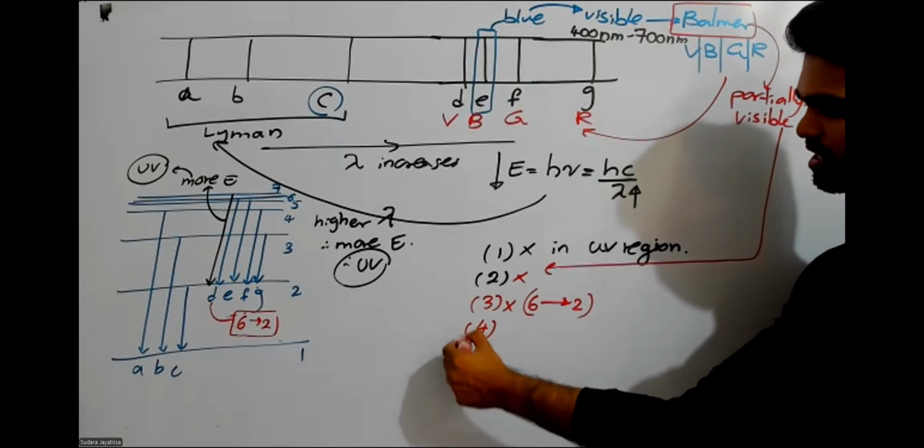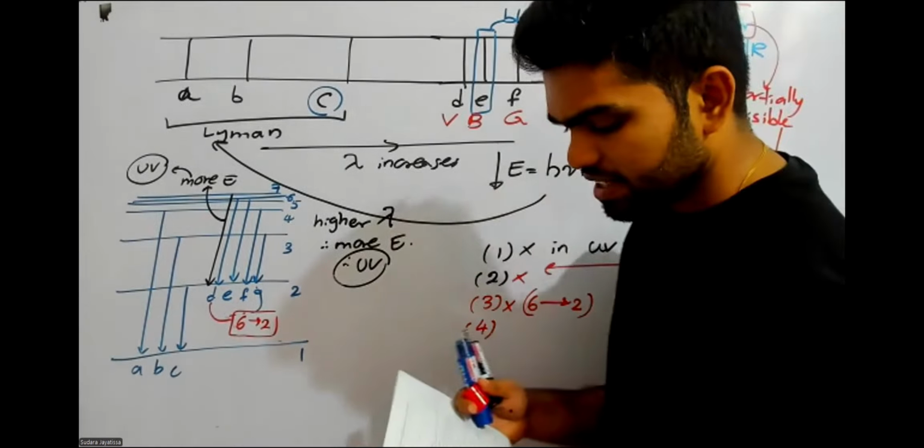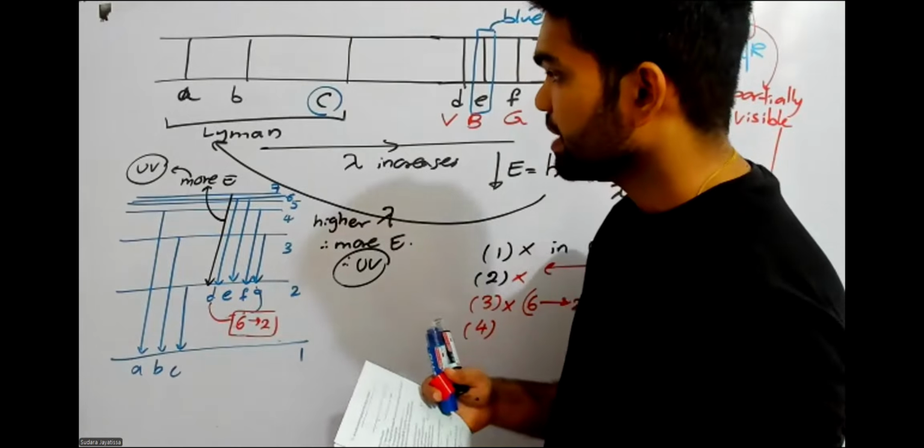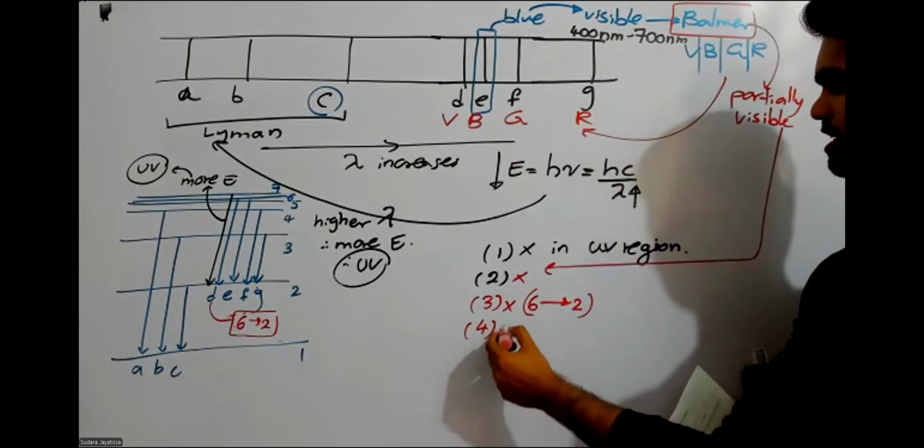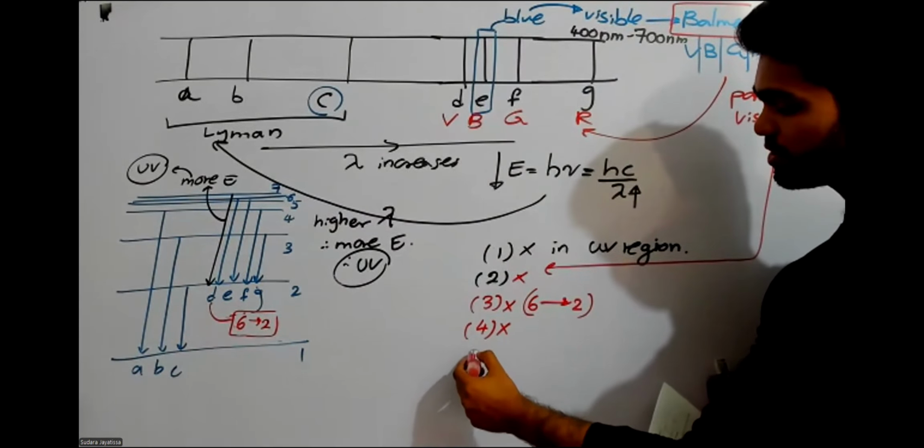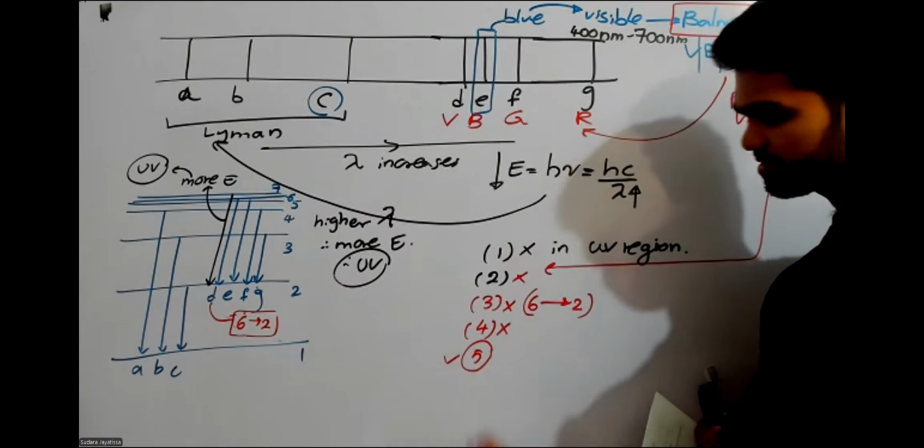Then look at the fourth answer. It's saying line A belongs to the infrared region. No, it's false. It belongs to the UV region. So answer 5 must be correct then.